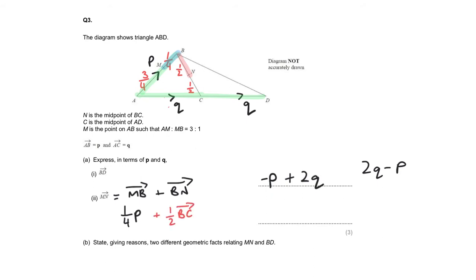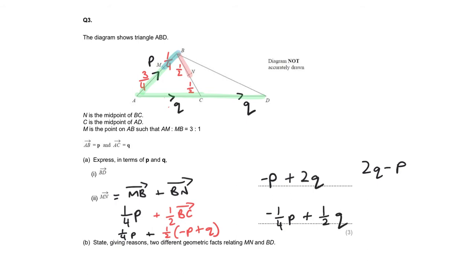What is BC? Well, BC we don't know this way. However, can we get there another way? Yeah, minus P plus Q. So this becomes a half of minus P plus Q. Now I'm going to do some quick maths. I'm going to expand this in my head. A quarter P minus a half P is... Okay, so minus a quarter P plus a half Q.